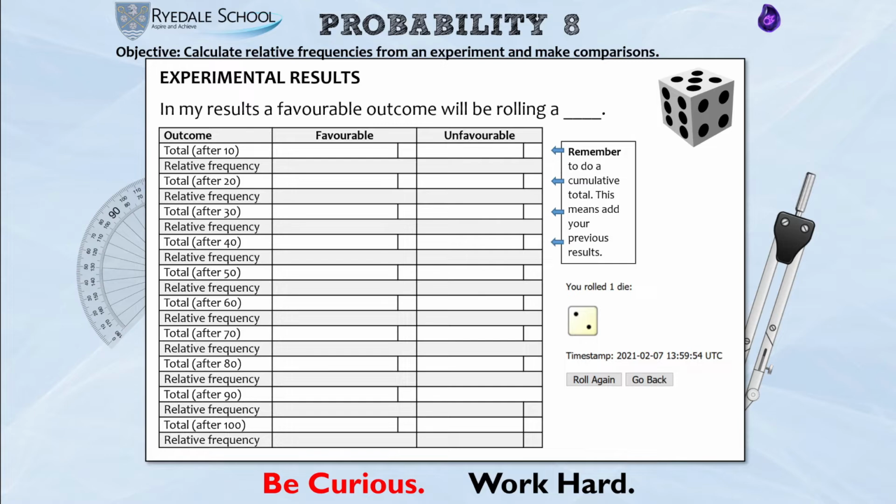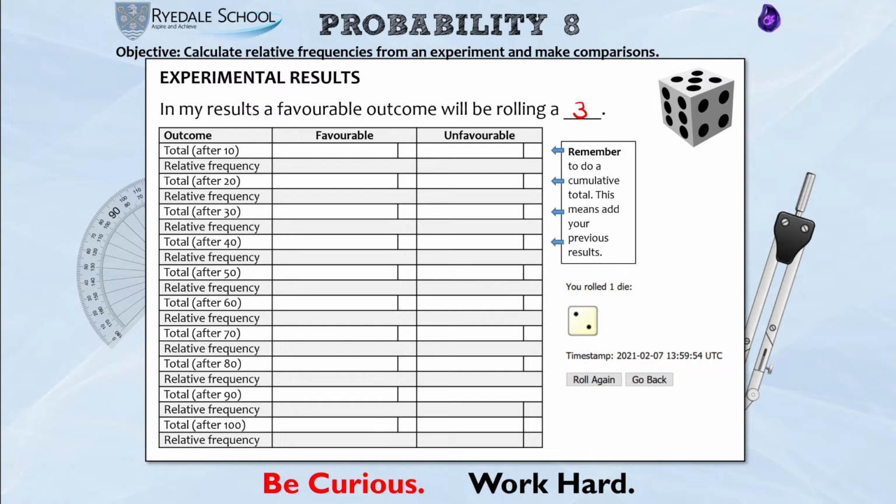First of all, you need to decide a favourable outcome. And what I mean by a favourable outcome is, what do you want the dice to land on? What are you going to measure as being a good result? Now you can pick whatever number you want between 1 and 6. I think I'm going to pick the number 3 today. So my favourable outcome is going to be the number 3, and I'm going to be counting every 10 throws how many times I get a 3.